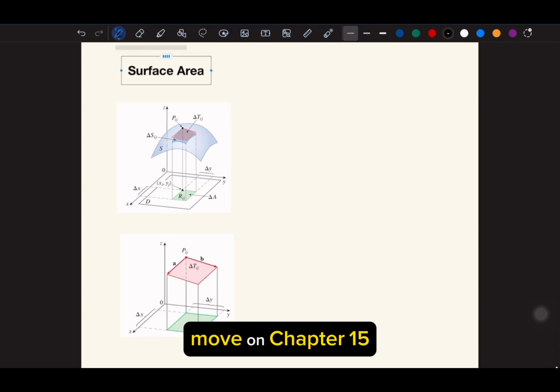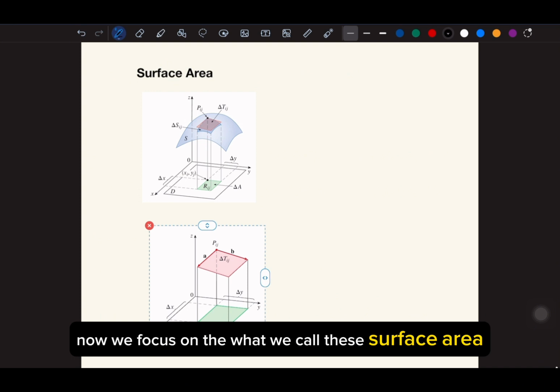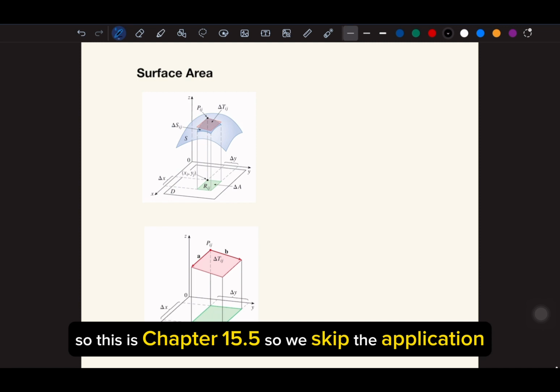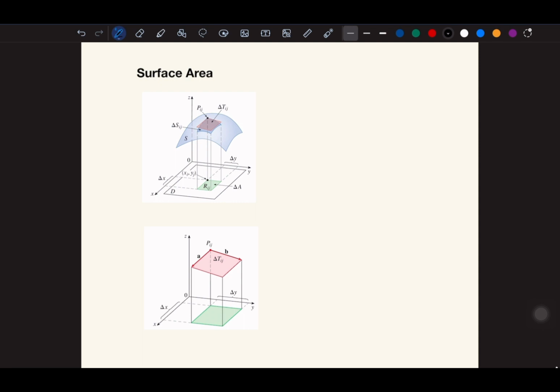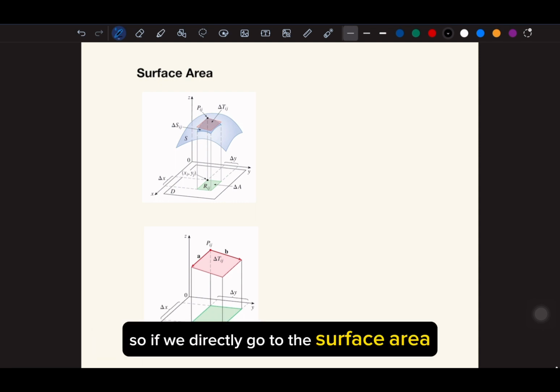Move on. Chapter 15. Now we focus on what we call the surface area. So this is chapter 15.5. We skip the application part on the double integral, so we directly go to the surface area.